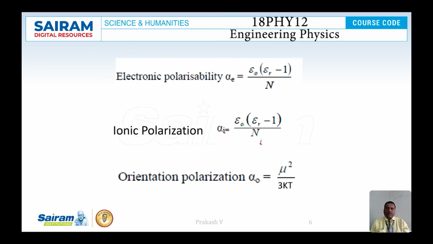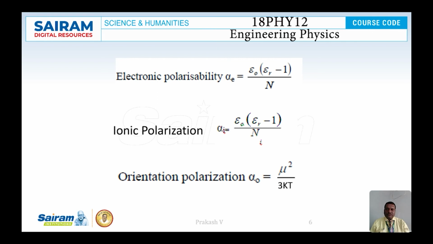Further, the electronic polarizability alpha E is given by epsilon 0 into epsilon r minus 1 divided by n, where n is the number of atoms per unit volume of the dielectric material, and the ionic polarizability alpha I is given by epsilon 0 into epsilon r minus 1 divided by ni, where ni is the number of ions per unit volume of the material.